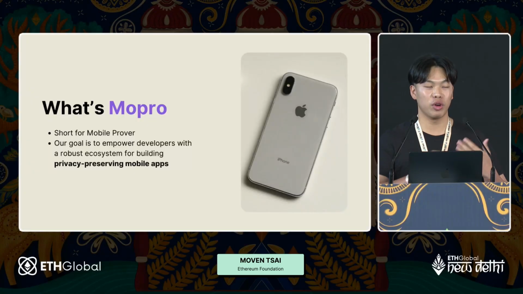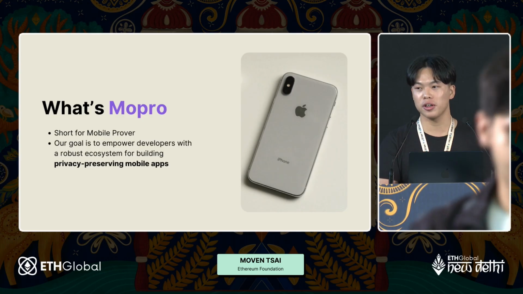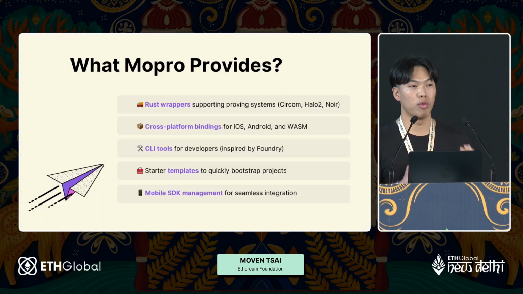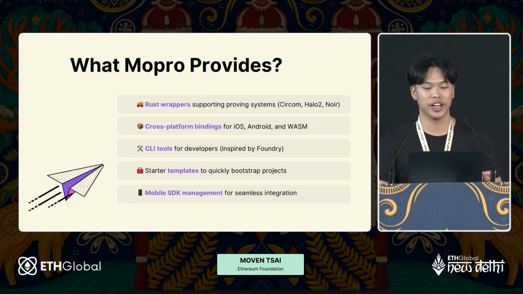MoPro is short for mobile prover. With ZK, we enable developers to do a lot of stuff, mainly building privacy-preserving applications, but also unlocking on-chain interactions with many use cases. MoPro is actually more than just a toolkit. First of all, it's a Rust wrapper, so you can wrap all of the functions you need for your mobile computations, maybe some cryptography functions, and we can generate the bindings for it and then port it to the mobile platform so that you can run it inside your phone.